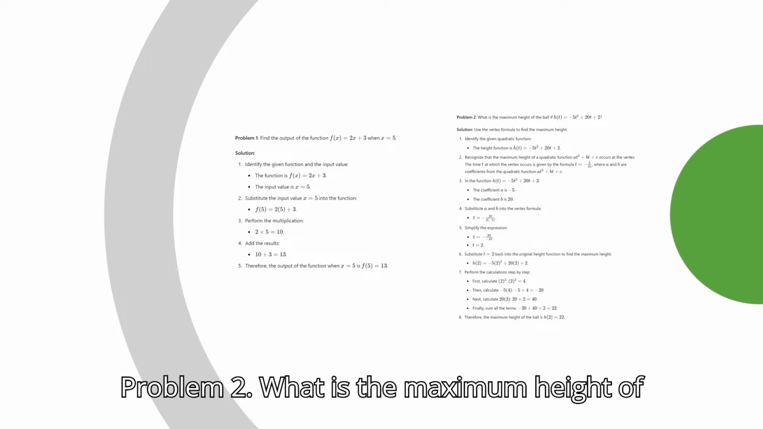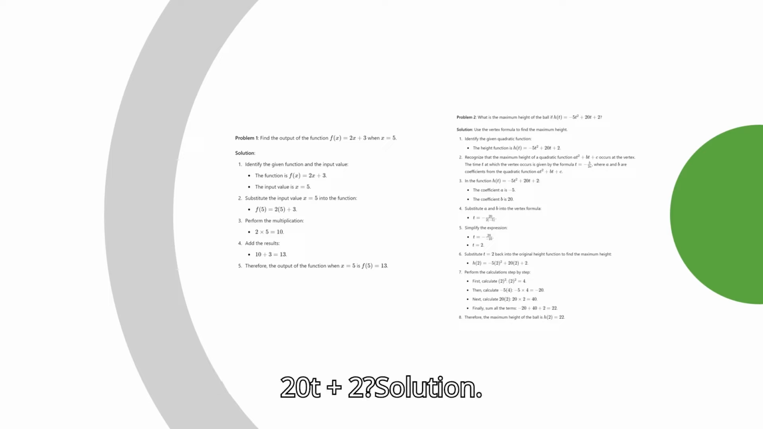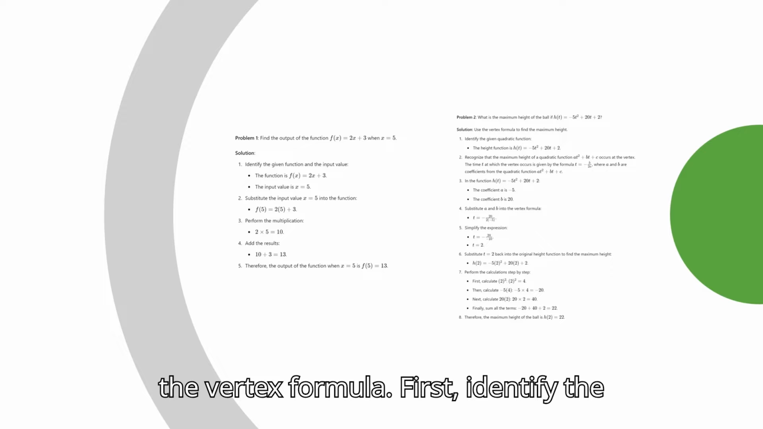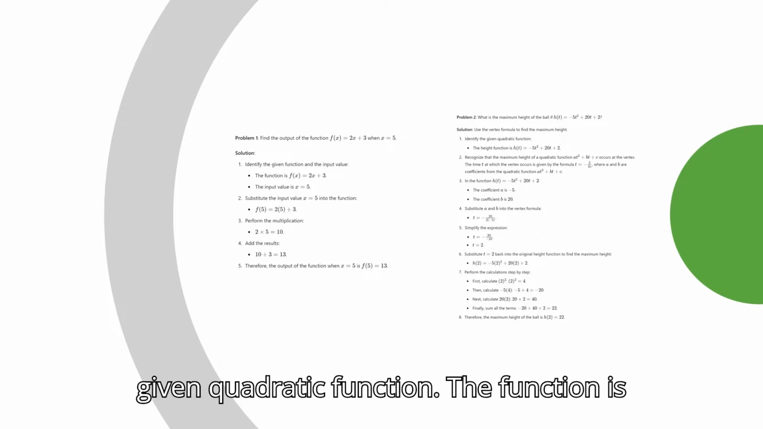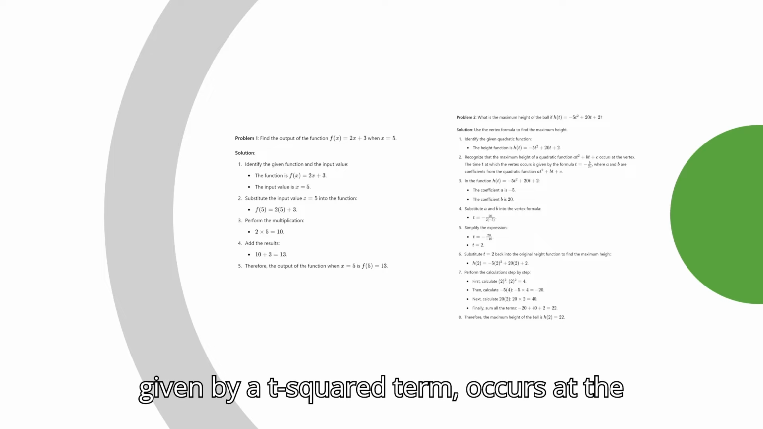Problem 2. What is the maximum height of the ball if h of t equals negative 5t squared plus 20t plus 2? Solution. To find the maximum height, we will use the vertex formula. First, identify the given quadratic function. The function is h of t equals negative 5t squared plus 20t plus 2. Recognize that the maximum height of a quadratic function, given by a t squared term, occurs at the vertex.